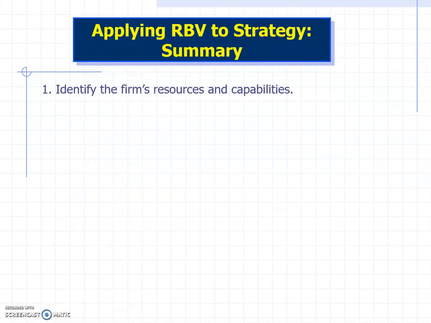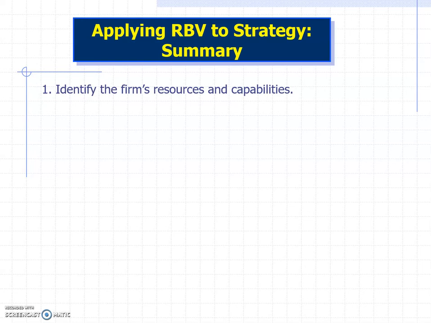So let's summarize this: how can we apply this resource-based view to strategy? First of all, we need to identify the firm's resources and capabilities. And we looked at two ways of identifying them. We looked at a functional approach, where we looked at the various functions like marketing, finance, sales, HR, etc. But we said that's maybe not the best. We can do better by looking at these generic value chains.